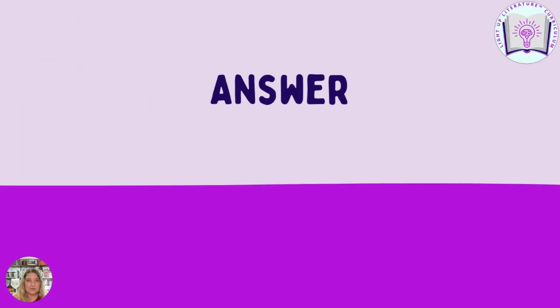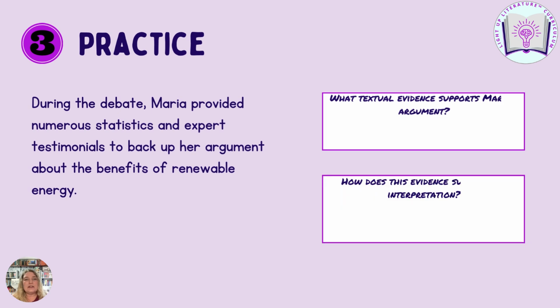All right, last one. During the debate, Maria provided numerous statistics and expert testimonials to back up her argument about the benefits of renewable energy. All right. So this one's a different type of text, right? So what is Maria's argument? Her argument is about the benefits of renewable energy. All right. So how is she proving that? What does she use to prove that?